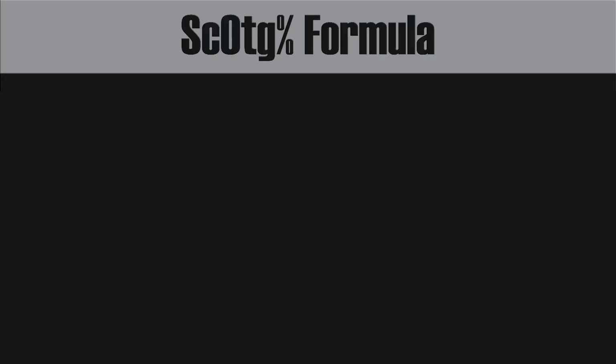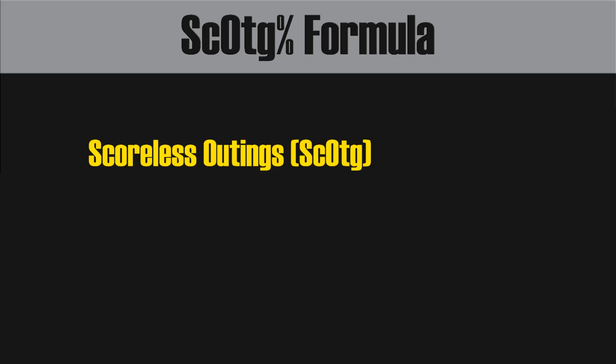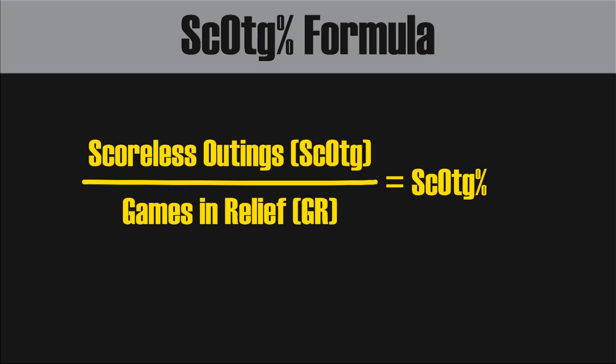The formula for the scoreless outing percentage is simple. We take the number of scoreless outings the relief pitcher has and divide it by the number of games he has pitched in relief.